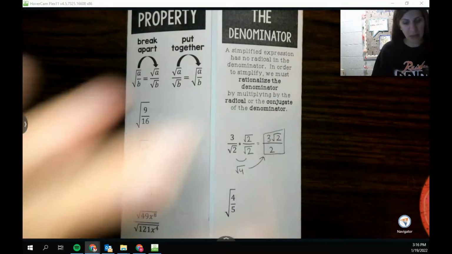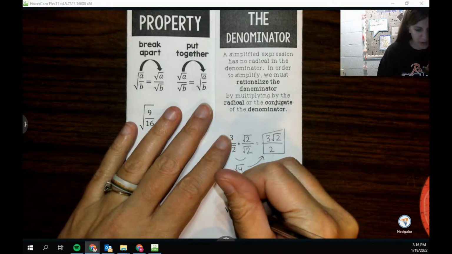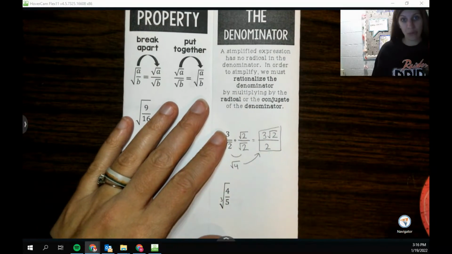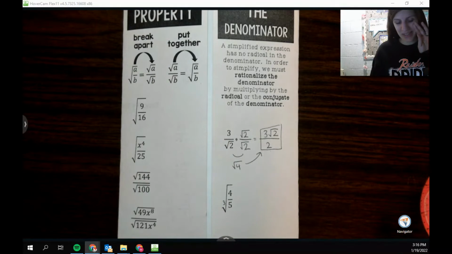So another quick example, sort of like that, but let's change it to a more fun root. Let's change the index to 3, so a cube root.